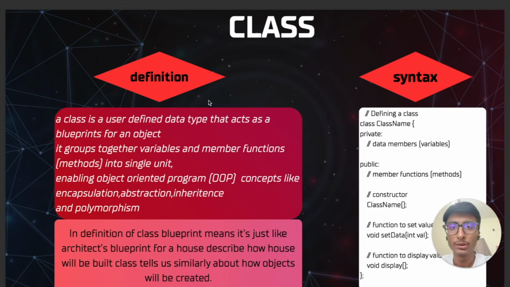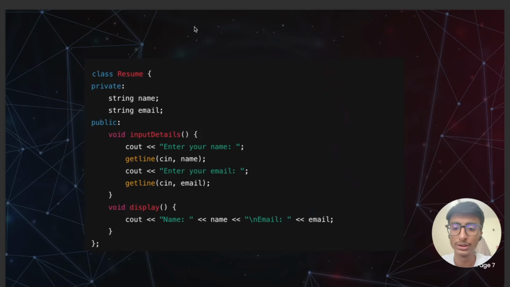So in my project, I created a class called Resume. This class stores all the personal and resume related details, and it also has member functions to take input, display the resume and export it. I've added a screenshot of my code where I used the class Resume. So this is the screenshot of my code. Class Resume. These are the private and public members: string name, string email. I will explain this.